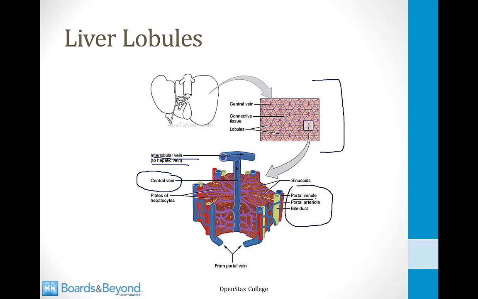The portal veins carry blood coming from the intestines. The portal arterioles carry arterial blood, and then there's a bile duct as well. So there are 3 channels in the portal triad. That's why it's called a triad. One of the channels is the portal vein, one is an artery, and one is a bile duct.